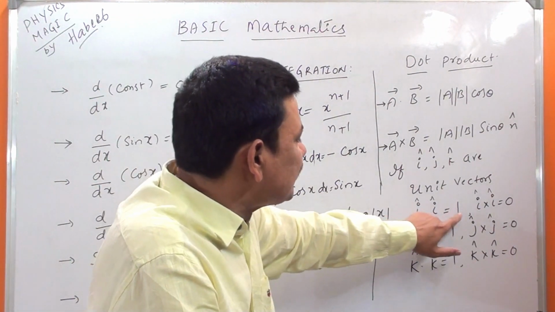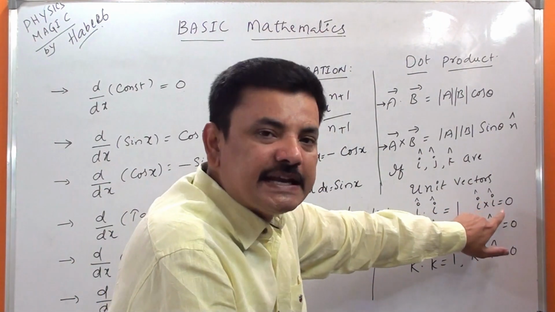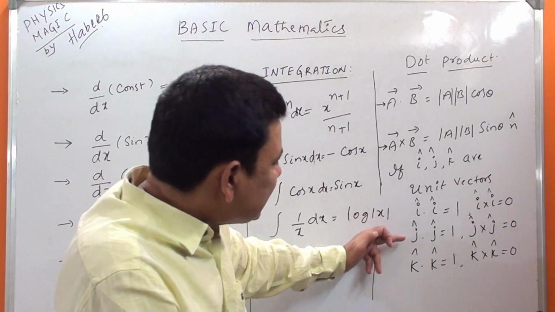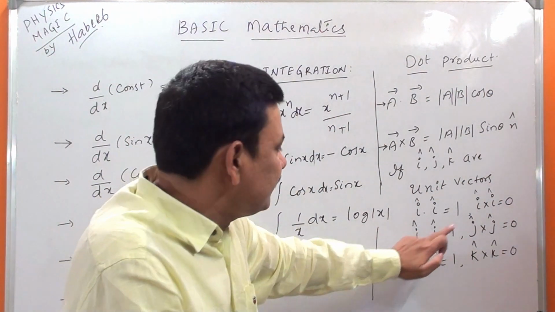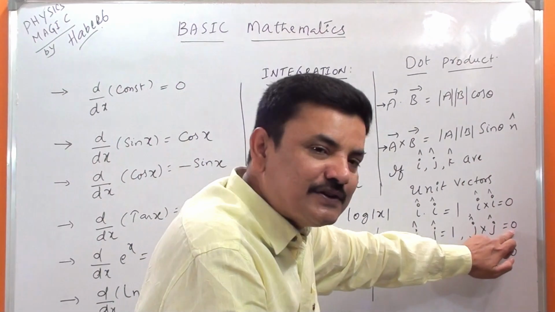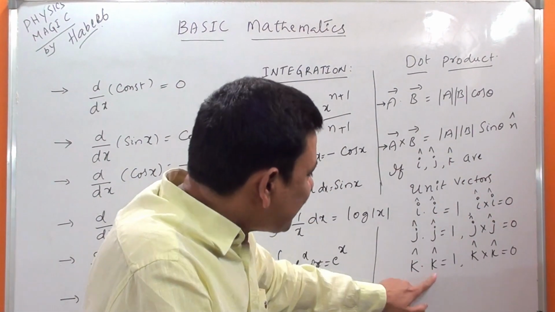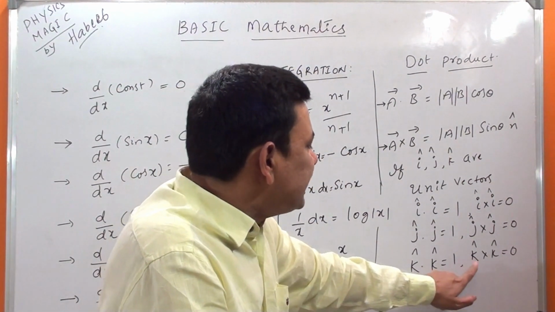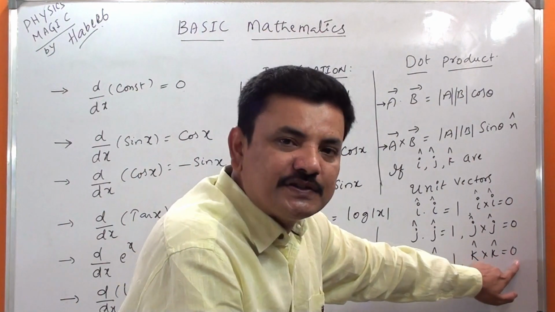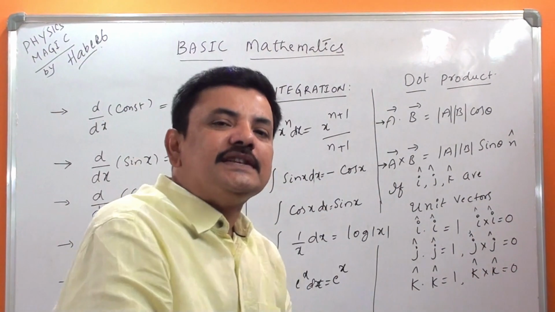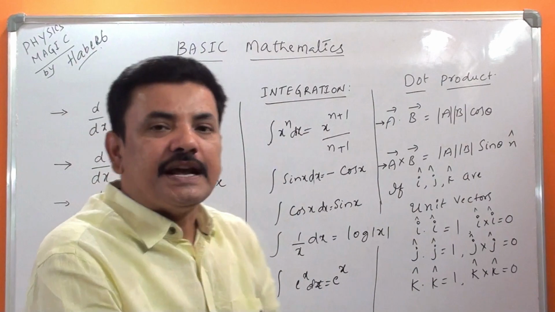i dot i is equal to 1, then i cross i is equal to 0. Similarly, j dot j is equal to 1, and j cross j is equal to 0. And k dot k is equal to 1, and k cross k is equal to 0. You know well this information. Then the continuation I will do.